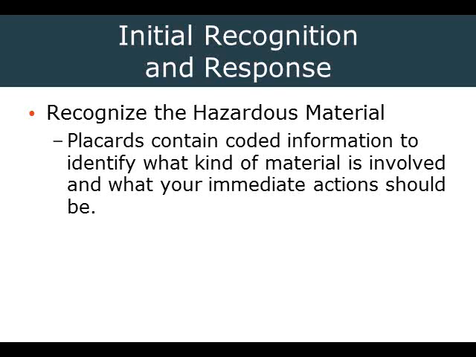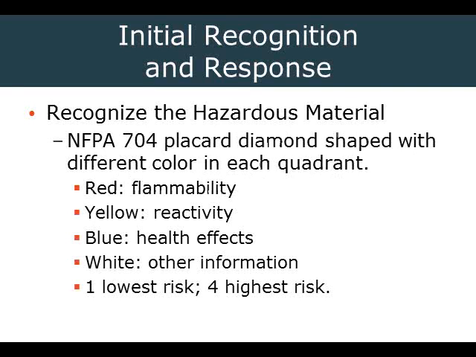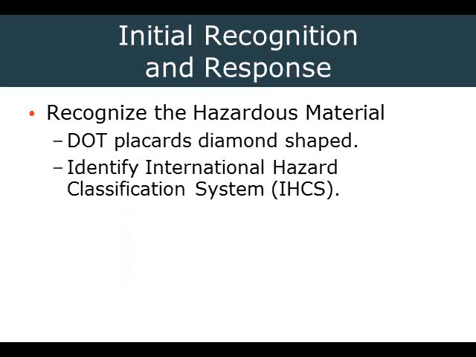So we can also draw our attention beyond the 704 mechanism here, and in a moment, we'll talk about the DOT placarding system. So this gives us basic information. Again, this recaps what I said. The diamond is the quadrant: red flammability, yellow reactivity, blue health effects, white other information. One is low risk, four is highest risk.